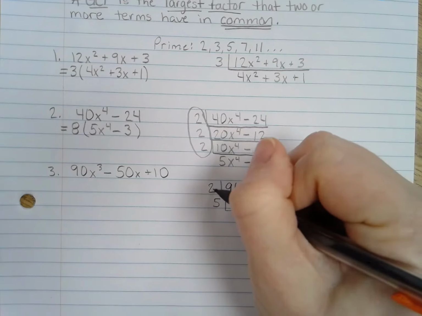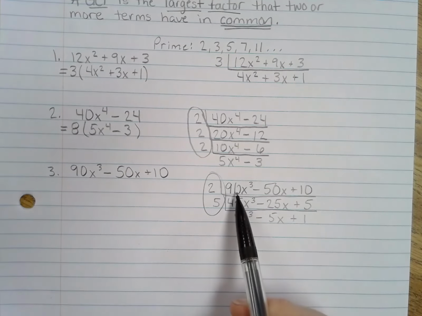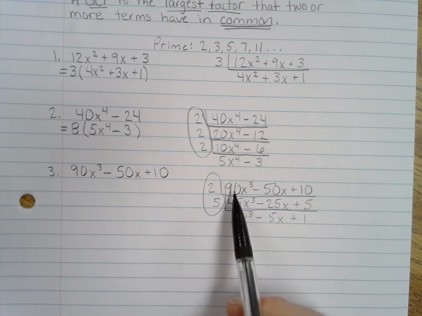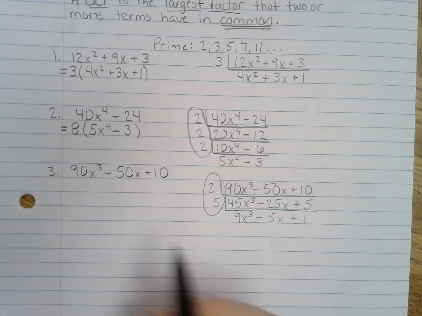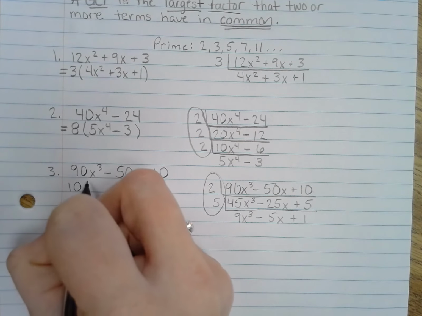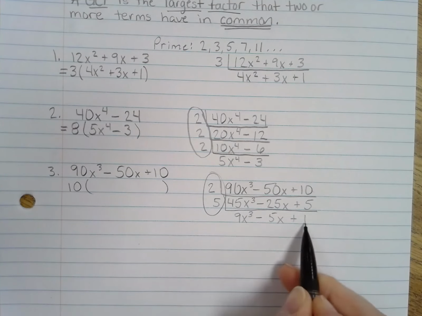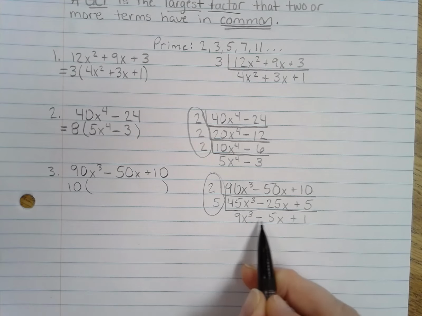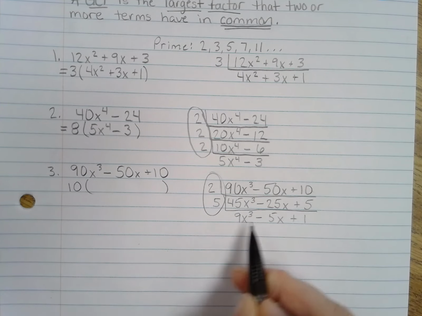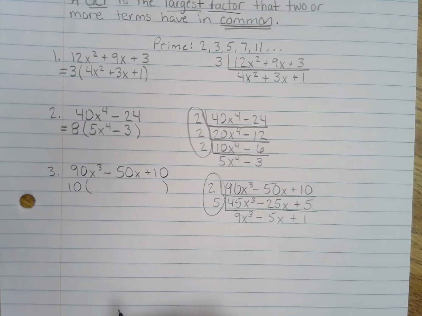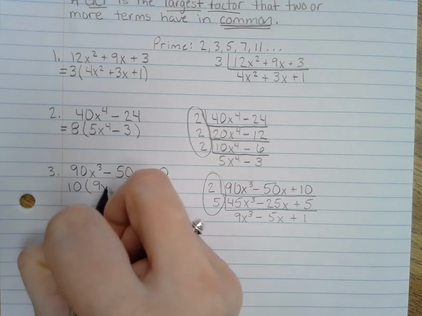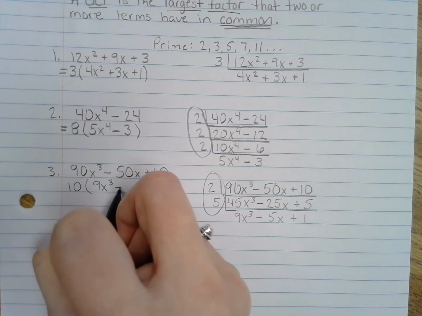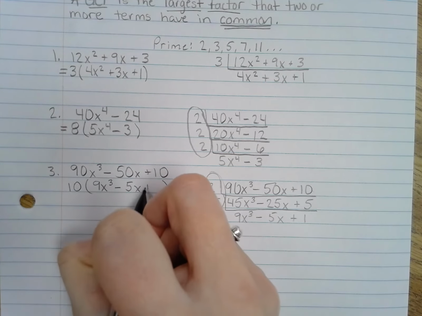So 2 times 5 gave us that 10 that we probably could have noticed from the beginning was our common factor. So 2 times 5 is a 10, and our leftover goes inside of that parentheses. So what you have at the bottom of your prime factorization will go inside of your parentheses for your factored form. So 9x to the third minus 5x plus 1.